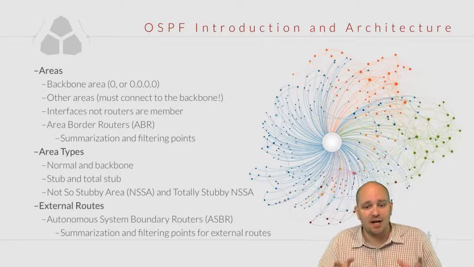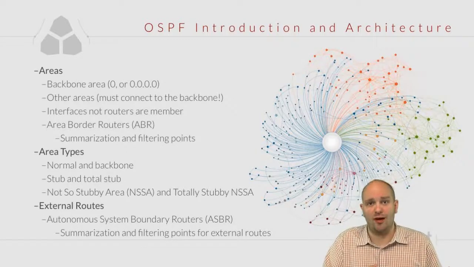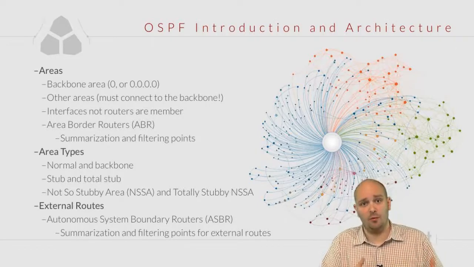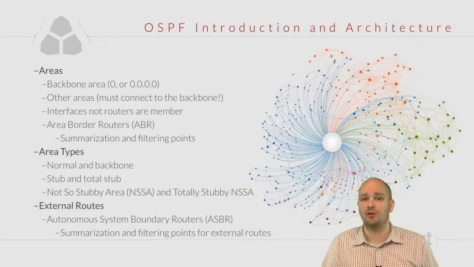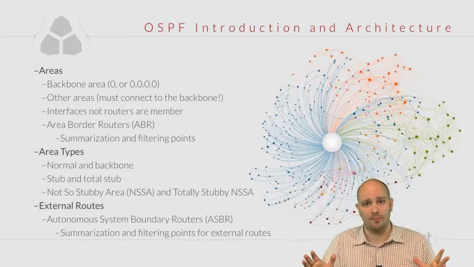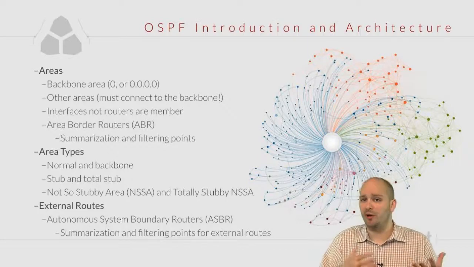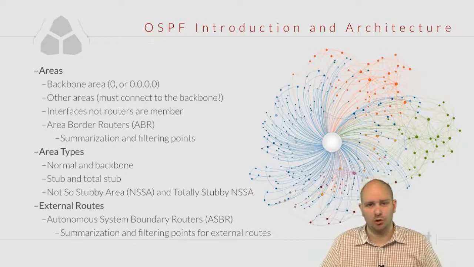And this is yet another summarization and filtering point. At the ASBR, we can summarize the external routes as they are being injected, or we can filter them before we inject them into the routing domain. But once we have injected them into the routing domain, we can no longer summarize or filter them anywhere, unless we are dealing with different area types that are not allowing any of these LSAs to go through.